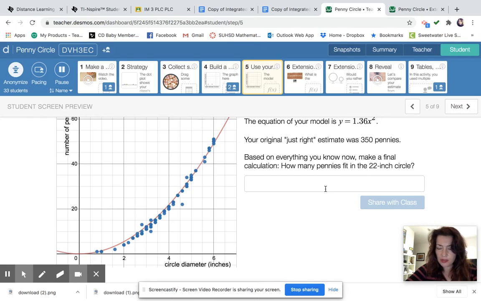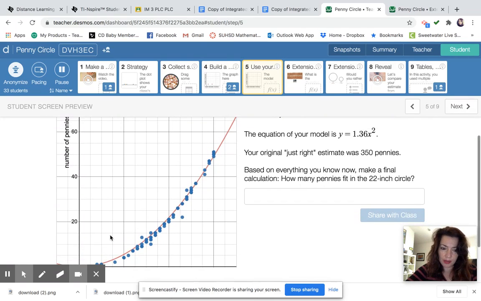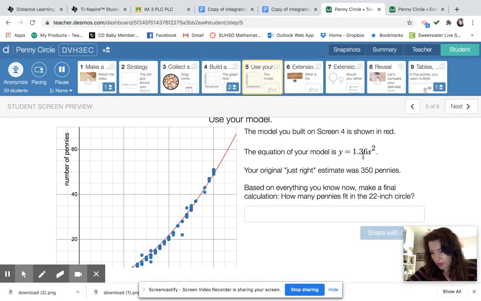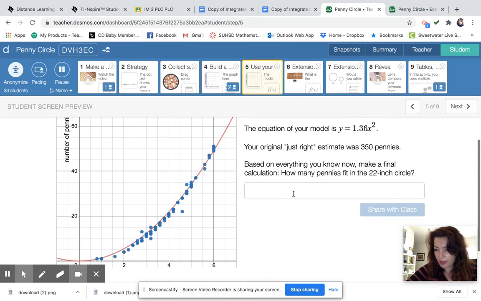All right, so based on the way I moved my red points, it gave me an equation for this model. And you can see that this equation is clearly quadratic. It has a square on the variable. So the equation in my case is 1.36 x squared. Depending how you dragged your model, your equation would look a little bit different. What would change would be the coefficient, which is your a value, in this case 1.36.